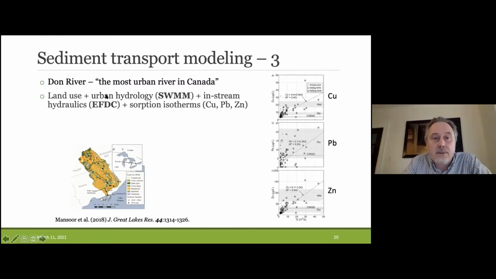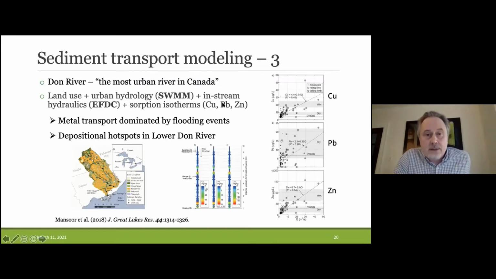What we've done then is to couple land use information to an urban hydrology model, the SWMM model, the Stormwater Management Model, which is very important in this case because about 95% of all the stormwater in the catchment goes straight into the stream. And then couple that to the in-stream hydraulics model, the Environmental Fluid Dynamics Code. Those are two EPA models, and then sorption isotherms for copper, lead, and zinc. And so some of the findings, not surprisingly, are that metal transport is dominated by flooding events.